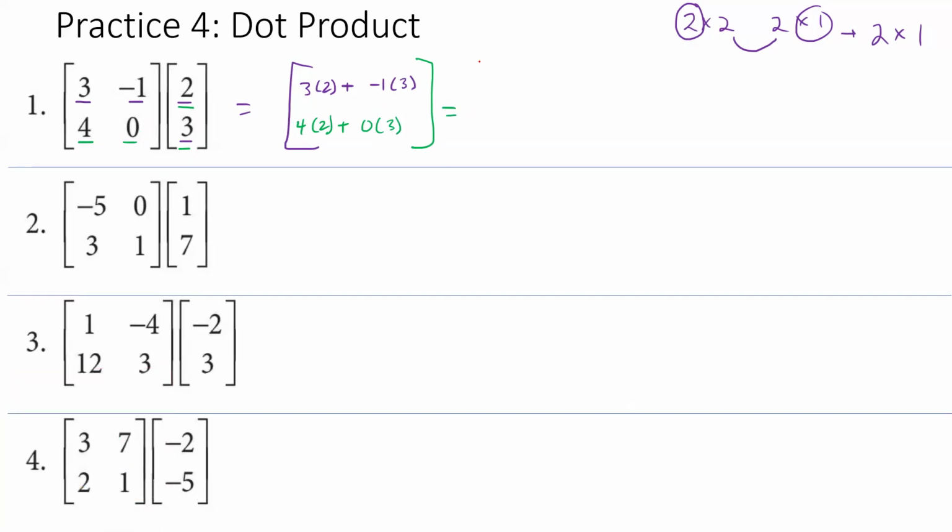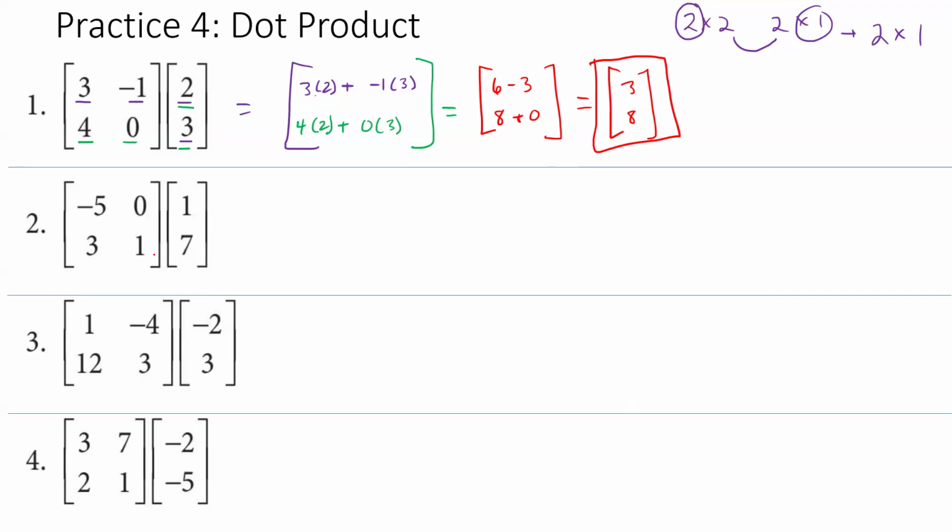So my resulting matrix, my product, is going to be 3 times 2 is 6, -1 times 3 is -3. 4 times 2 is 8. 0 times 3 is 0. Keep cleaning it up. 6 minus 3 is 3, and 8 plus 0 is 8. And so my product is 3, 8. This is my final answer.